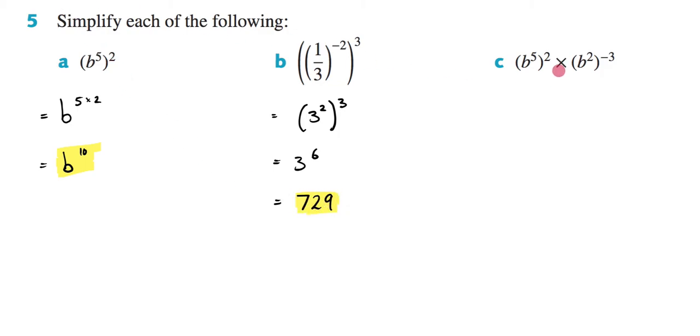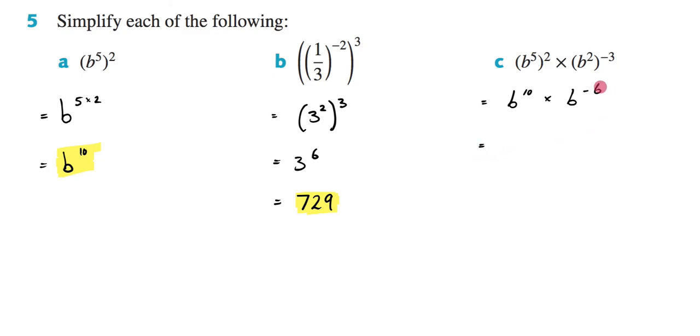All right, so what are we going to do here? So I'm going to use my third index law, which is going to tell me to multiply these. So that's going to be b to the 10. Then I'm going to multiply this, and I'm going to use my third index law again. I'm going to multiply these, which is going to be b to the negative 6.